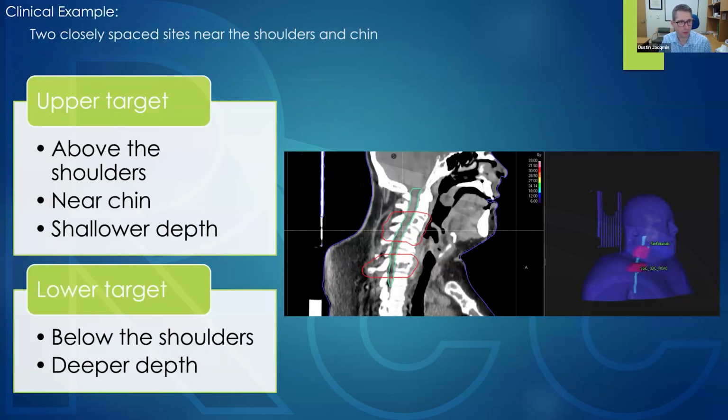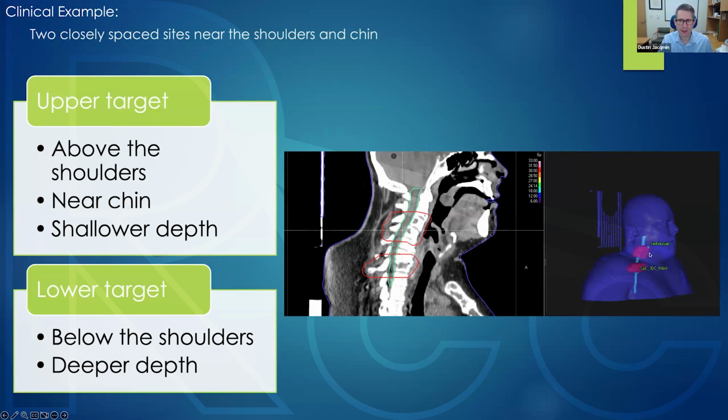Here's an example of shoulders being in play. We have two relatively closely spaced spine targets in this patient. One is above the shoulders, as you can see, and one is below the shoulders. The one above the shoulders is also pretty close to the same height as the chin. So we have the chin, which is a mobile structure, and the shoulders, which are also mobile. This setup is going to be challenging.